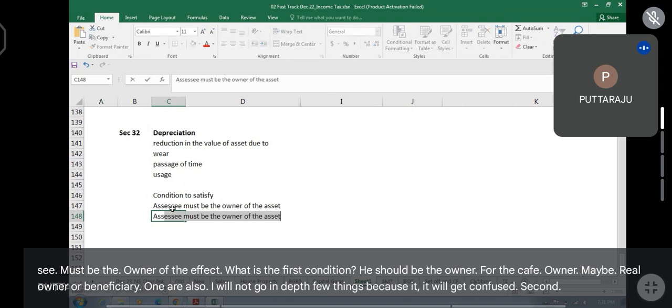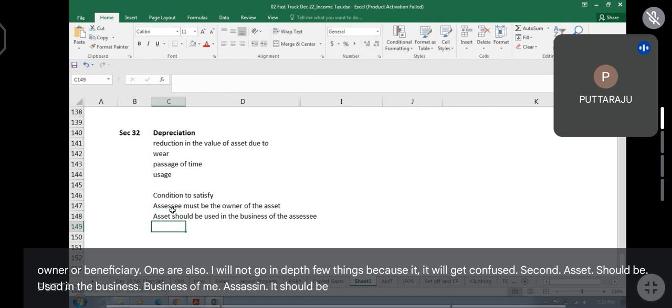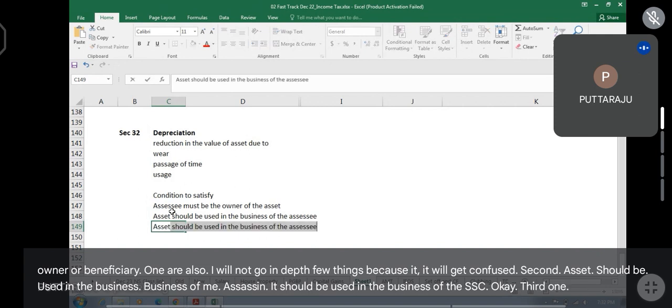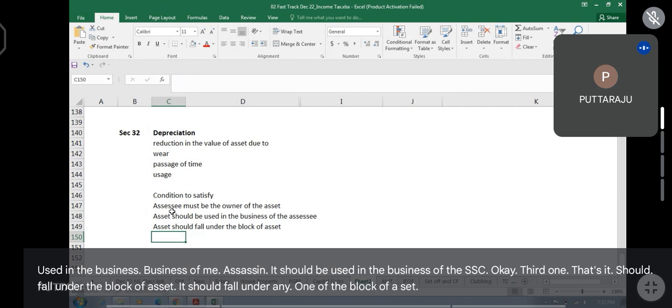Second, the asset should be used in the business of the assessee. Third, the asset should fall under the block of asset. It should fall under any one of the blocks of asset. I will tell you everything, don't worry. First I am writing the conditions.